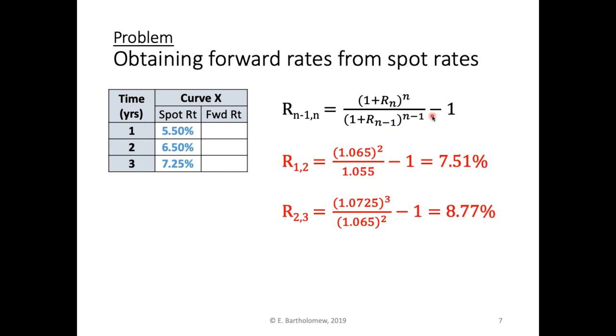Applying the same formula now for the next period, we will be using the 6.25% and the 6.5%. Here, 1 plus 7.25% cubed and 1 plus 6.5% squared. And in this case, we obtain 8.77%. So you may want to pause here and make sure you can do these calculations.